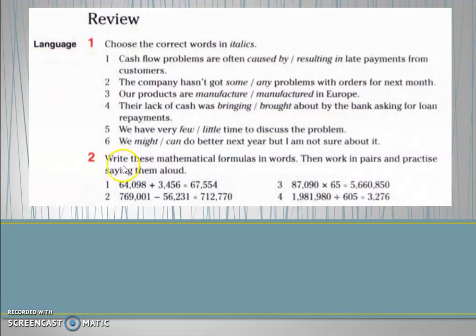And this one, number 2, write these mathematical formulas in words. Then work in pairs and practice saying them aloud. For example, 64,098 plus 3,456 equals 67,554. Okay, so you can do and write somewhere here. You can edit this Google Slides to write your answers somewhere here. There is a lot of space here.